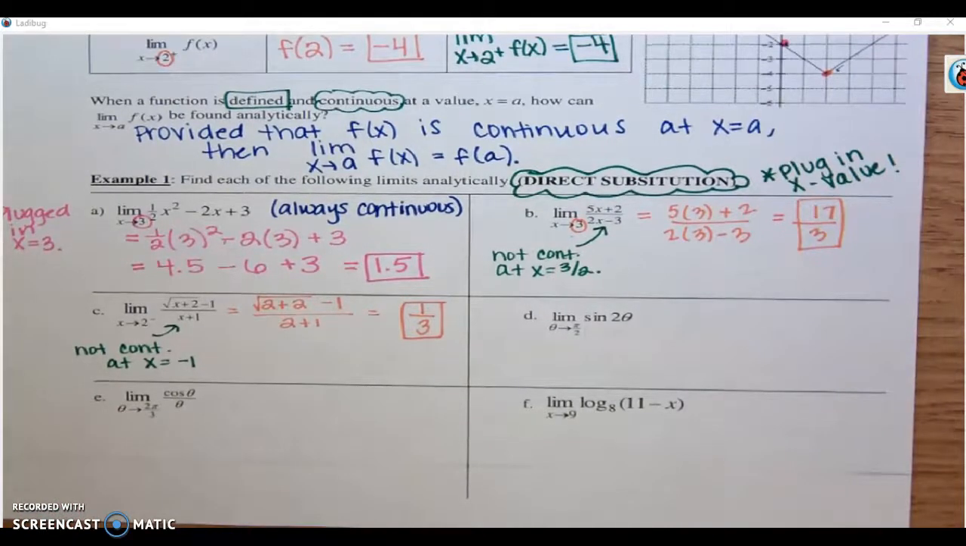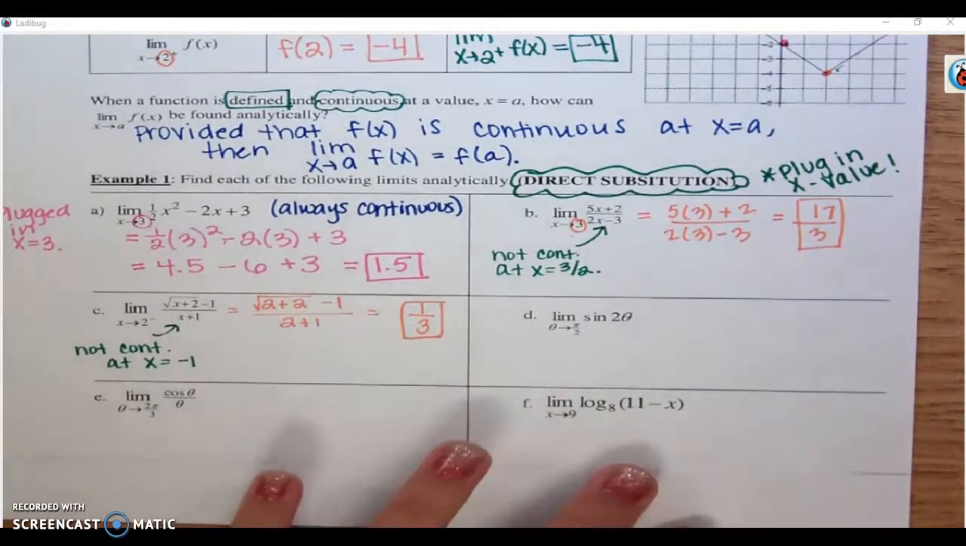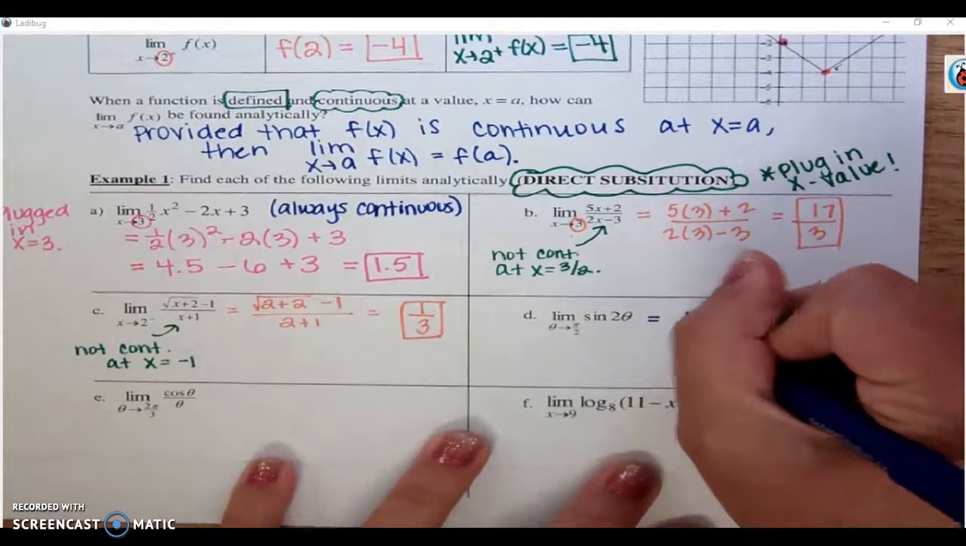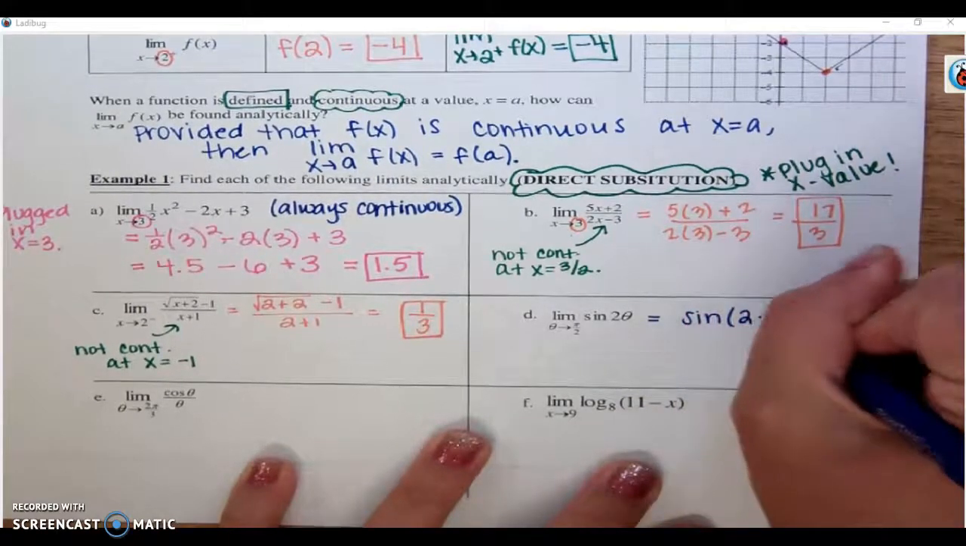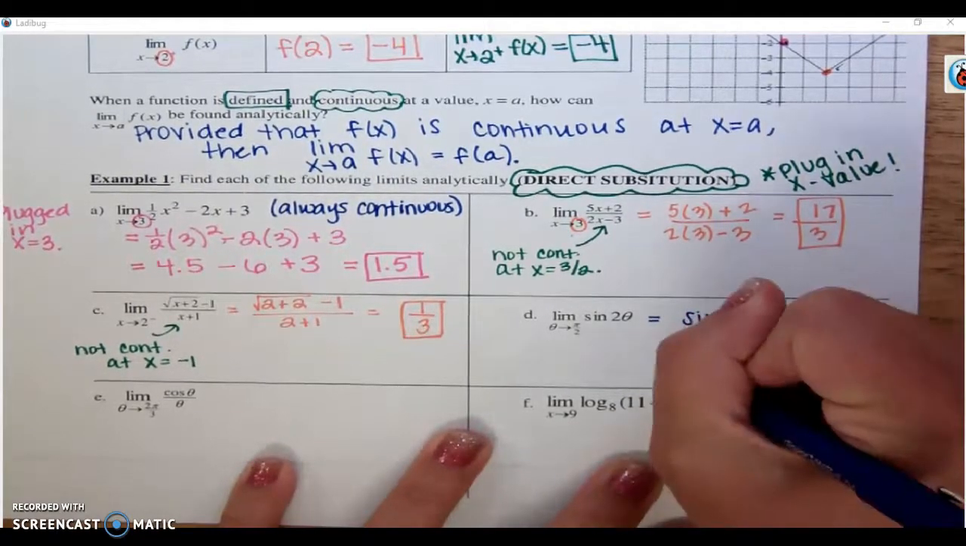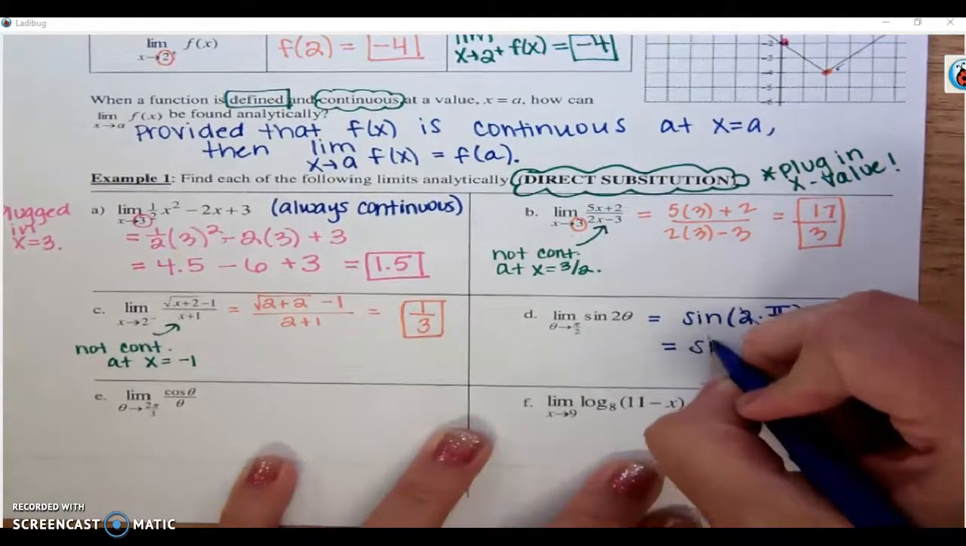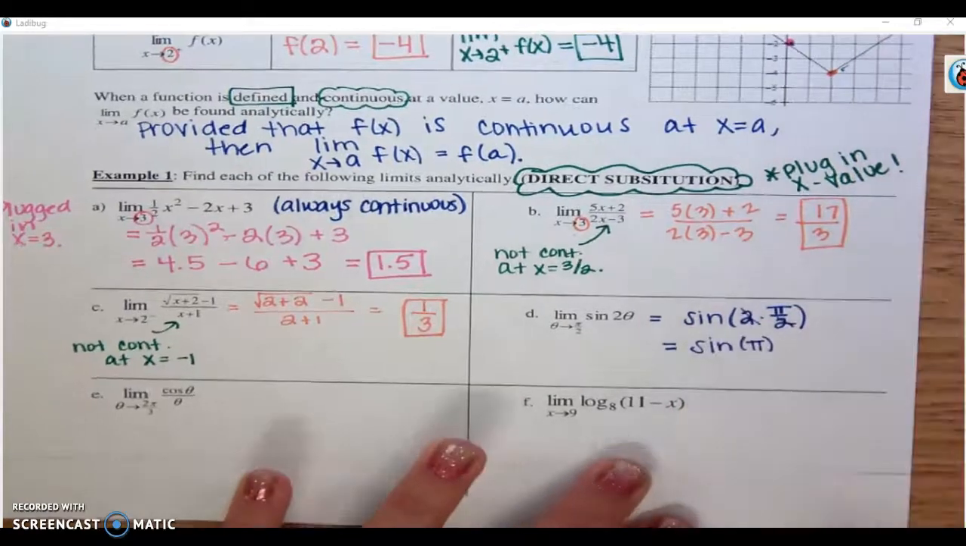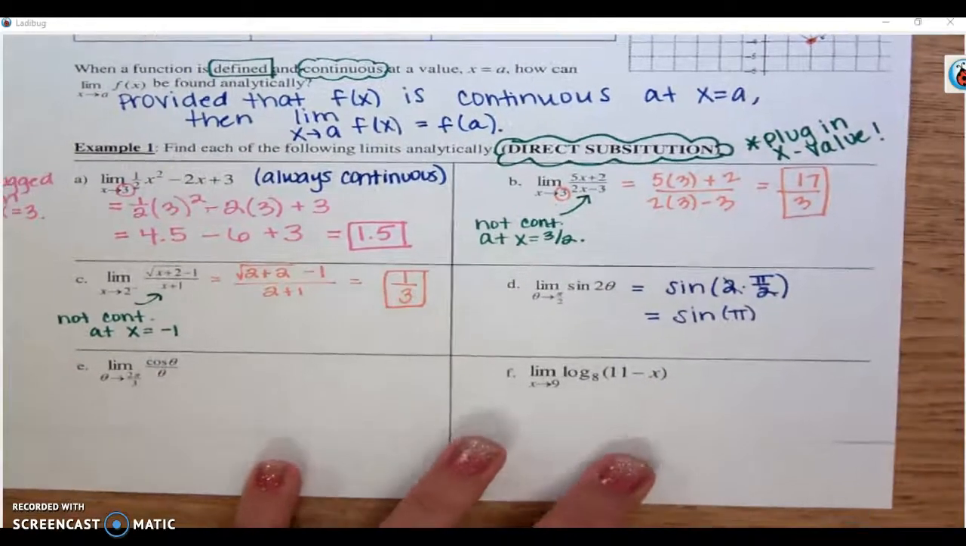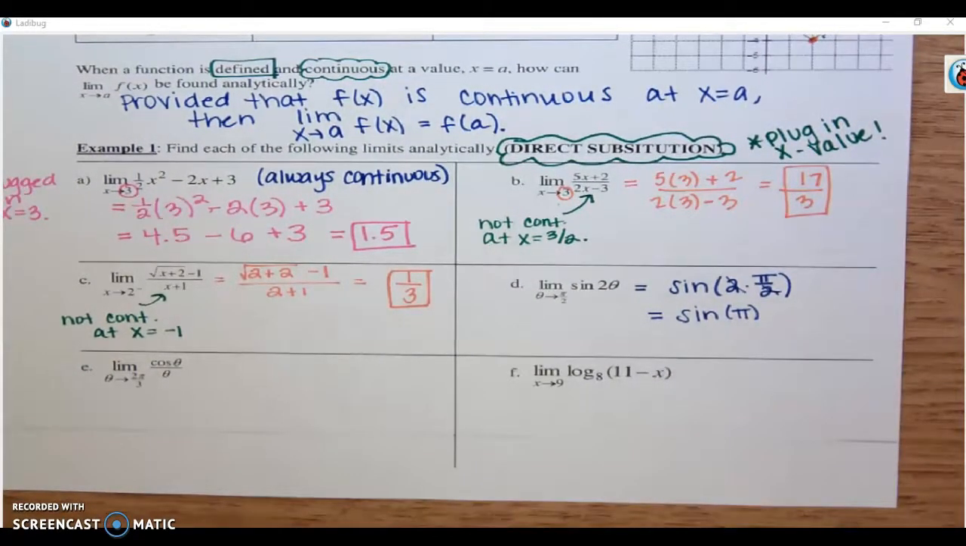Alright, moving on to D. So we're going to plug in pi over 2. So those 2's can cancel, and we'll just have sine of pi. So this is why I say it's important to know your unit circle, because these problems are just going to be thrown in. Like the topic's not going to be about the unit circle, you just have to know.